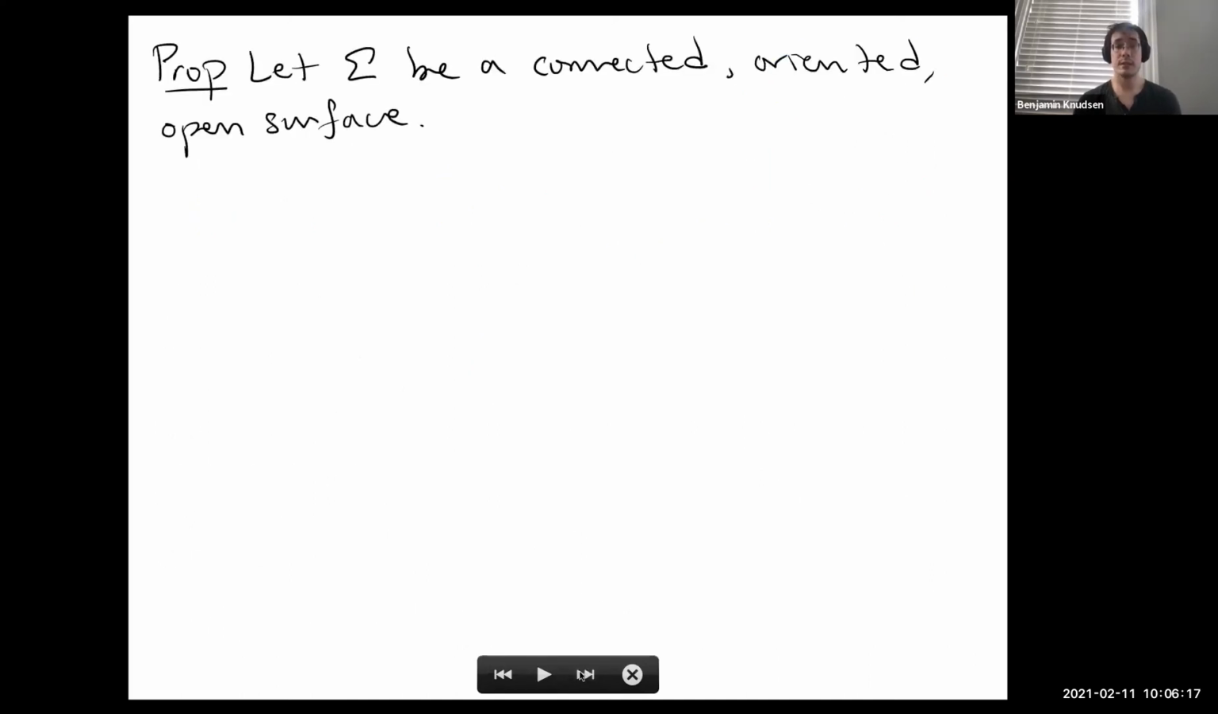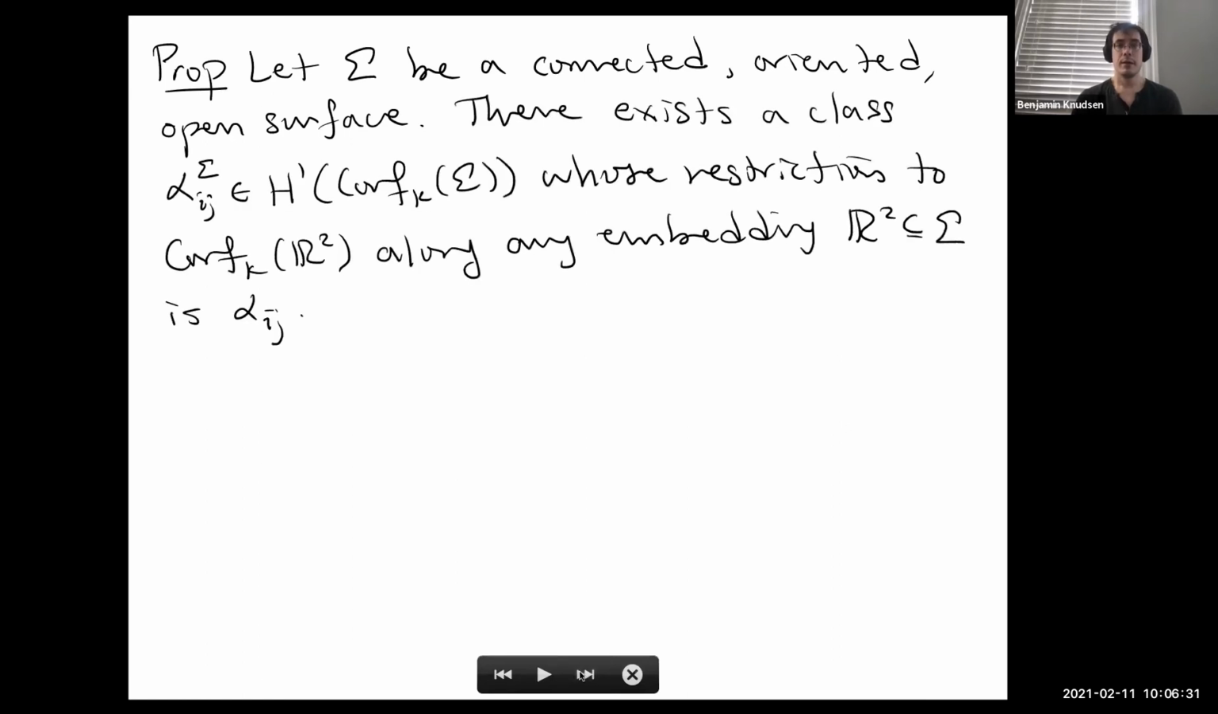So that's where this proposition comes in. Let's say you have a connected, oriented, open surface. It is crucial that the surface not be closed. The statement is false for a closed surface. So there's a class which I'll call alpha ij sigma in the first cohomology of the configuration space of k points in sigma, whose restriction to the configuration space of R2 along any embedding of R2 is equal to alpha ij. Doesn't matter what embedding you take.